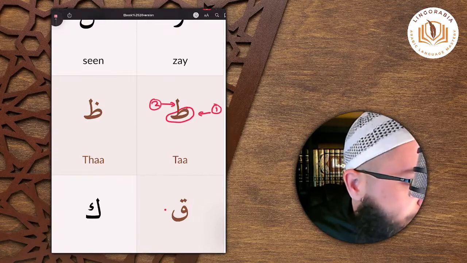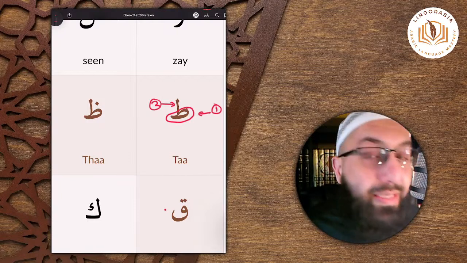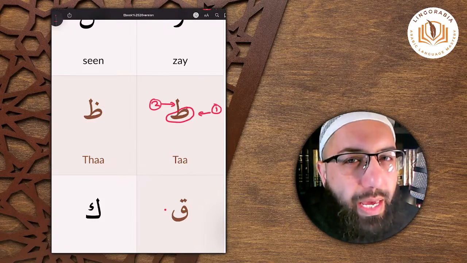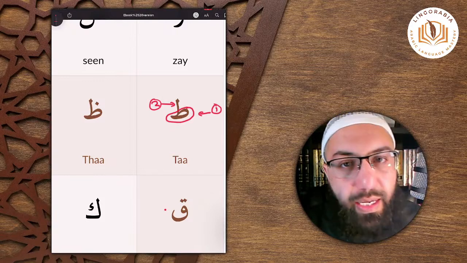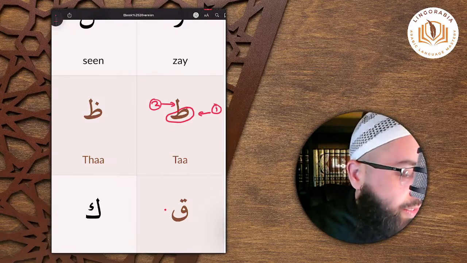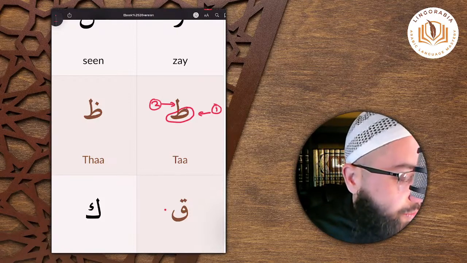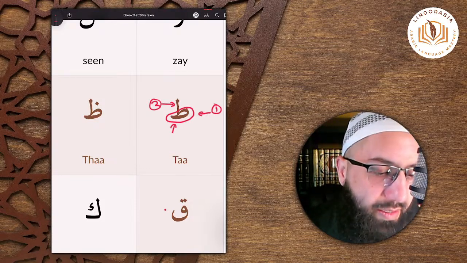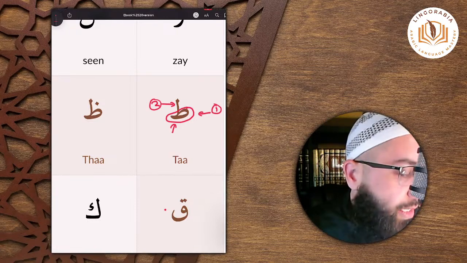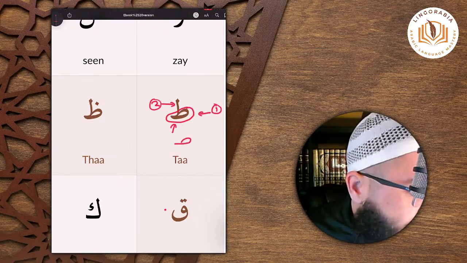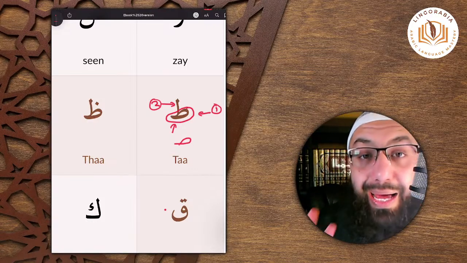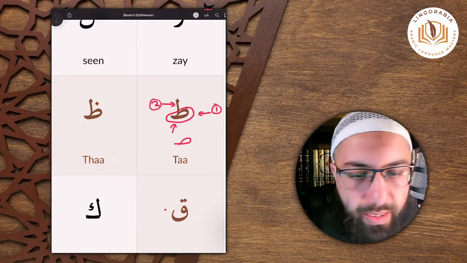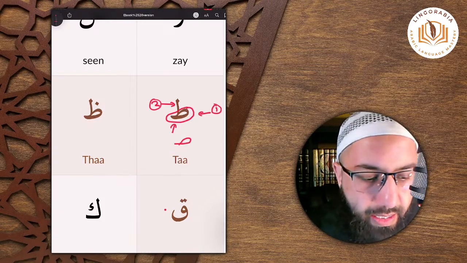Now my question to you guys: the first part of this letter, which is the letter ta, is similar to the first part of a group of letters that we discussed. Which letters? Yalla guys, question to you. This part of the ta is similar to two other letters. I want you to name these letters.